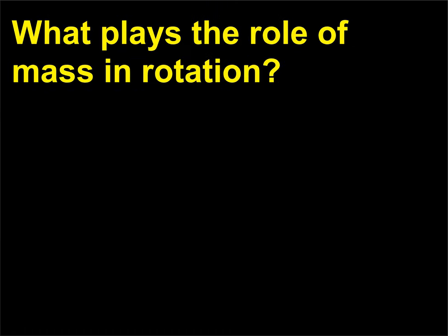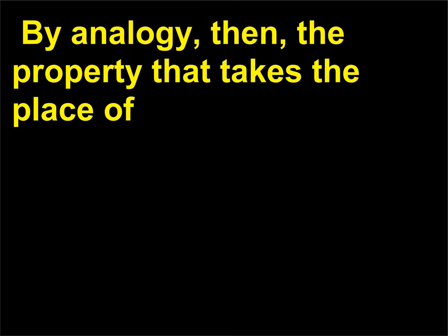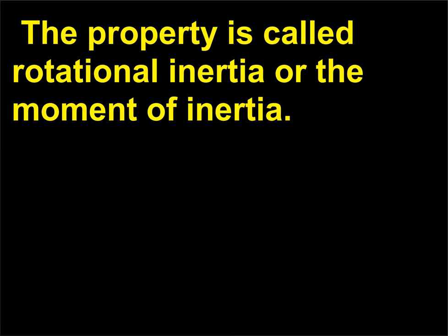What plays the role of mass in rotation? Mass is defined as the net force on an object divided by its acceleration. By analogy, then, the property that takes the place of mass should be the torque divided by angular acceleration. The property is called rotational inertia or the moment of inertia.